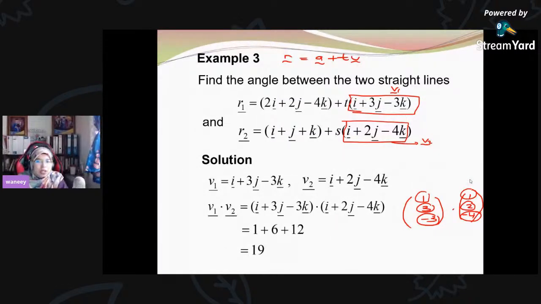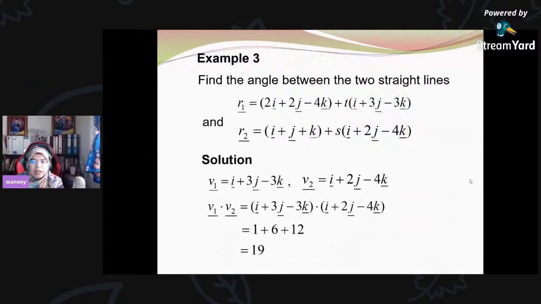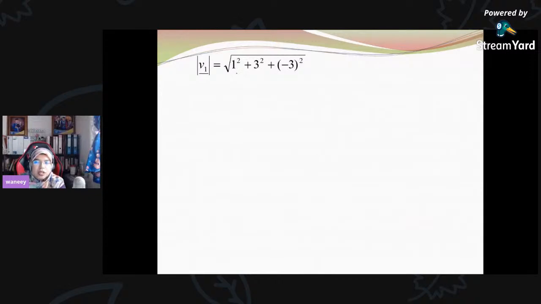So now we are going to calculate the magnitude of V1 and the magnitude of V2. So the magnitude is the square root of x square, y square, z square. The magnitude of V1 is the square root of 1 square plus 3 square plus negative 3 square. So again, be careful. You need to write down the negative inside a bracket first before you square it. So 1 plus 9 plus 9, 1 tambah 9, 10, 10 tambah 9, 19. So square root of 19. And then V2, 1 square plus 2 square plus negative 4 square. Again, negative 4 should be inside a bracket first before you square it. So 1 tambah 4, 5, 5 tambah 16, 21. So this is the square root of 21.